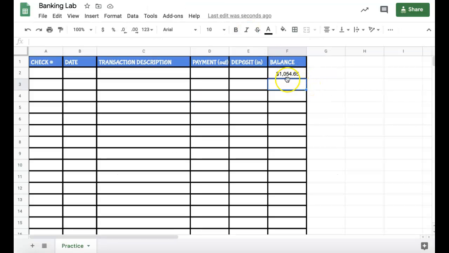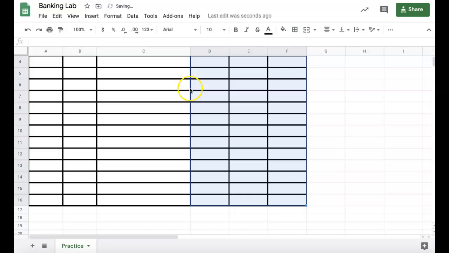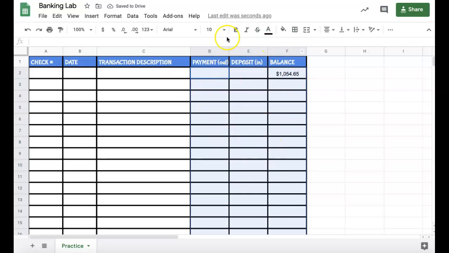And mine showed up as money already because I had already formatted it as money. What I would do if I were you is take these last 3 columns, payment, deposit, and balance. I would select all of them and go up and hit the money shortcut, which means format as currency. If you do that, any number that you type in or that shows up for any reason in these 3 columns will be formatted as money. And it's not really a transaction, but I'll call that my balance.